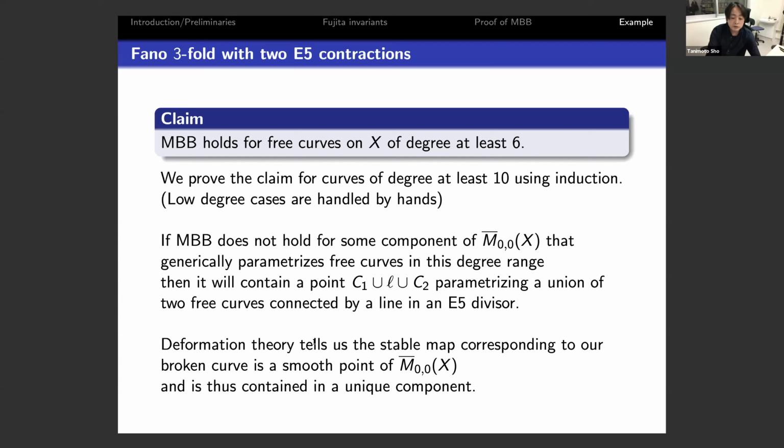And then deformation theory tells us that the stable map corresponding to our broken curve is a smooth point of M bar 0,0 of X. Thus, since this is a smooth point, there is only a unique component containing it. If it were contained in the intersection of 2 components, it would have to be a singular point. So there has to be a unique component, and this must be the original component.